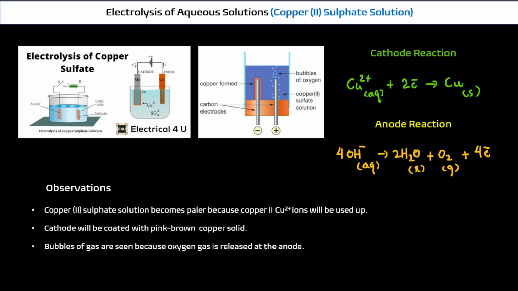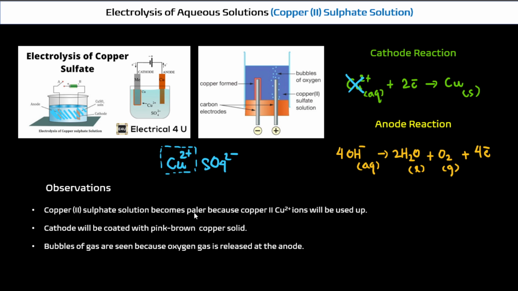Now, what are some of the observations that we can see during the copper(II) sulfate electrolysis? What we can see is that at first, the solution will be very blue. But after the electrolysis, the copper(II) sulfate will become paler, because the reason why copper(II) sulfate is blue is because of Cu2+ and SO4 2-. Among these, the blue color is because of the Cu2+ ions. But Cu2+ ions will be used up, so the solution becomes paler.